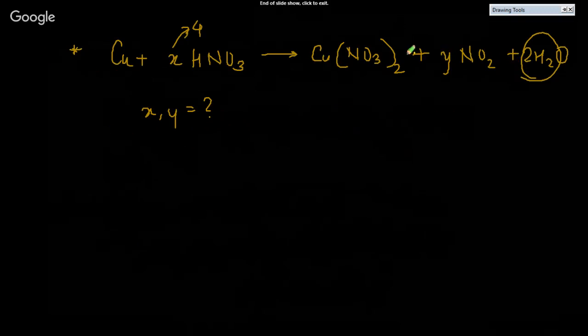Now, the moment this becomes 4, let's see what really happens to nitrogen. You see, nitrogen is 4 here. There is only 2 nitrogen here. So definitely this has to be 2. Now, when we take this as 2, let's see whether we are able to balance oxygen, which is the key question that we have to answer.